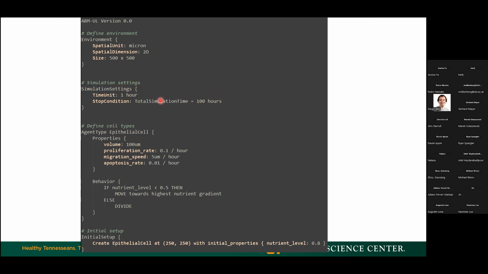And here I have an epithelial cell. It has a volume, a proliferation rate. This migration speed might be problematic, but it's there. And a death rate and a simple behavior. So if it is below a certain nutrient level, it's going to try to find a higher level. How you're going to do that is up to the modeling framework. If it's reached that, it's going to divide on some initial setup.